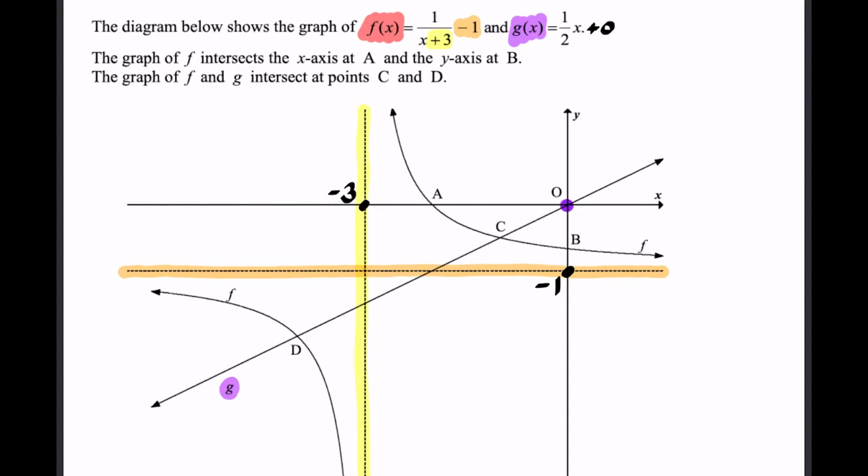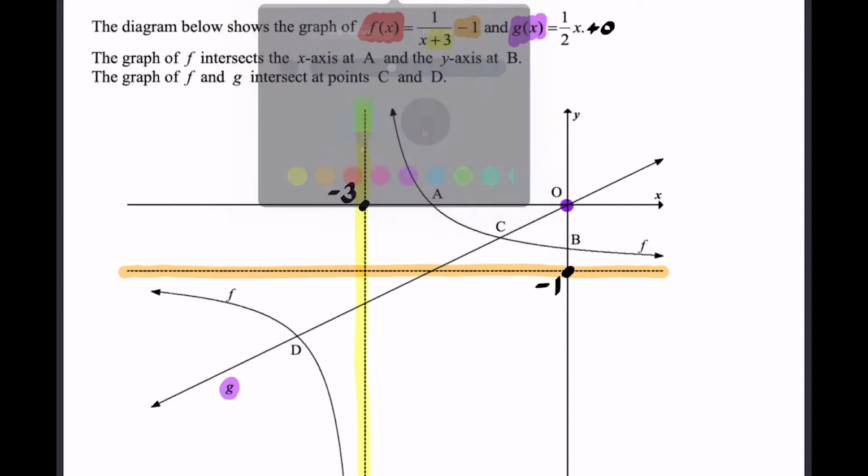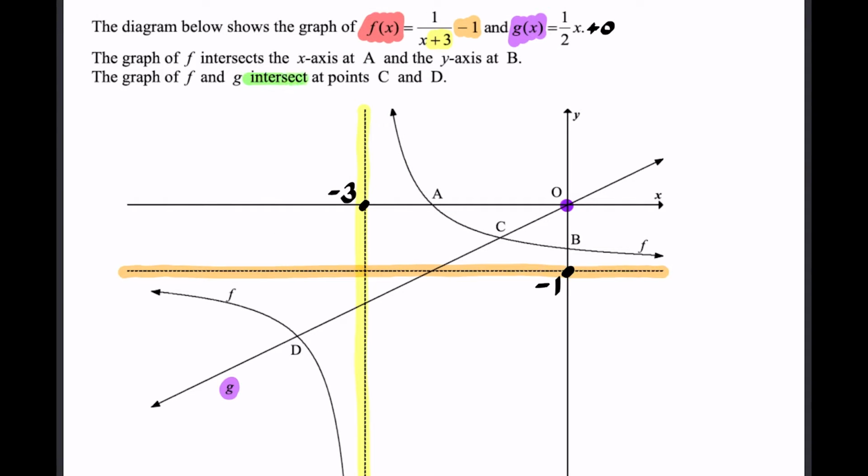The graph of f intersects the x-axis at A and the y-axis at B, so that's just talking about your x and y intercepts. And the graph of f and g intersect at points C and D. That means at point C and at point D, those are points of intersection where the two equations are equal to each other. That's something you obviously need to know.